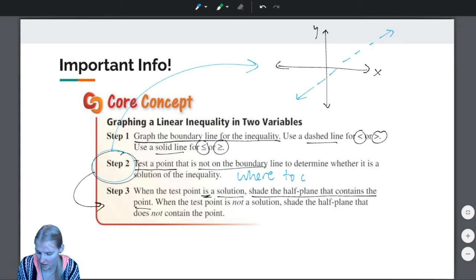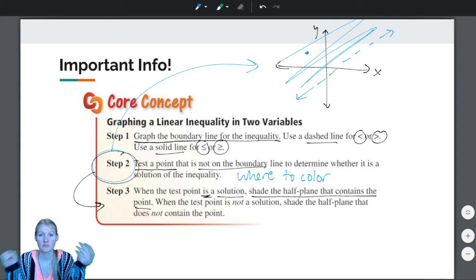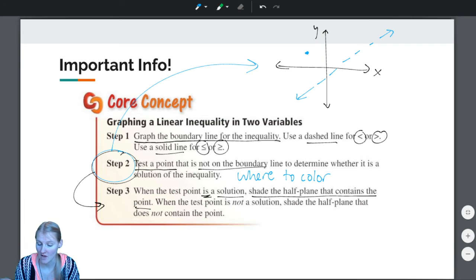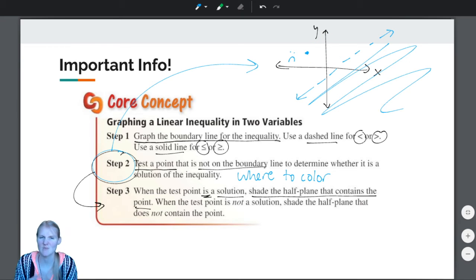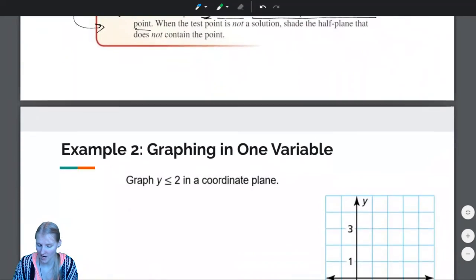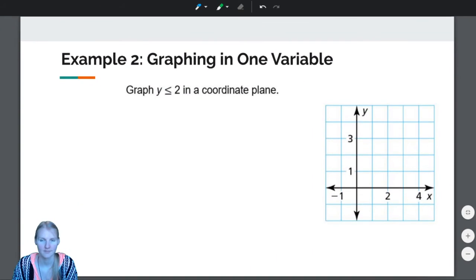where to color. If it is a solution, I color where that point is. So if I'm testing this point and it is a solution, it means that this is the half plane with all of the solutions. If I test this point and it's not a solution, then that means that the other half plane must hold the solutions. Okay. Awesome. I think that it's time we try an example.